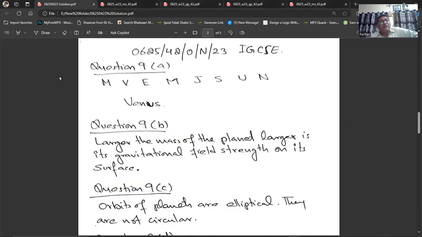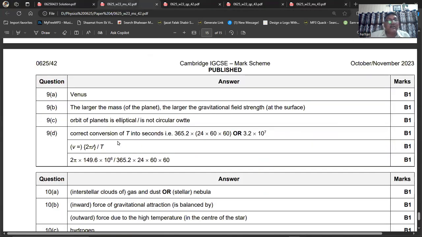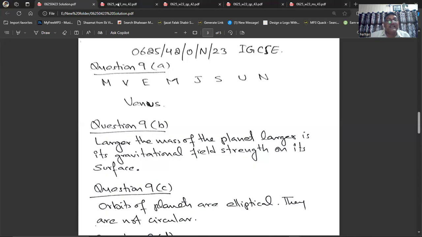So let's have a look, because you remember the code by which we remember the order of the planets: My Very Educated Mother Just Served Us Nachos. This is Mercury, Venus, Earth, Mars, Jupiter, Saturn, Uranus, and Neptune. Because that planet is nearer to the sun as compared to the Earth, most probably it is Venus. So Venus is the right answer, sir. Venus is the right answer.